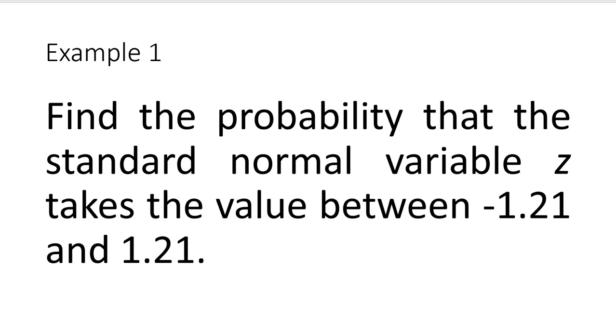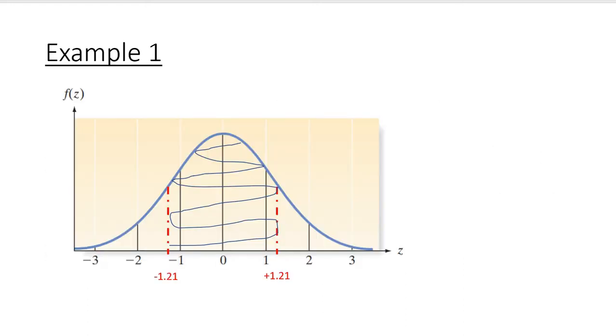So here we have to find the probability that standard normal variable z takes the value between negative 1.21 and positive 1.21. So first of all, it would be useful to depict the standard normal distribution and denote the area we are going to investigate. So here we're interested in the probability that z falls within this range.